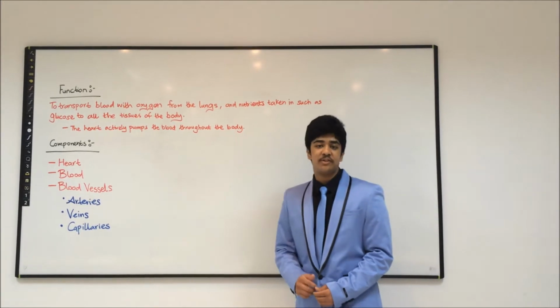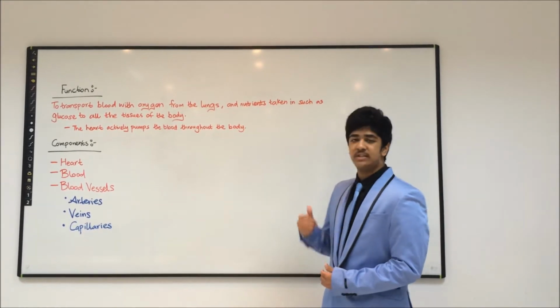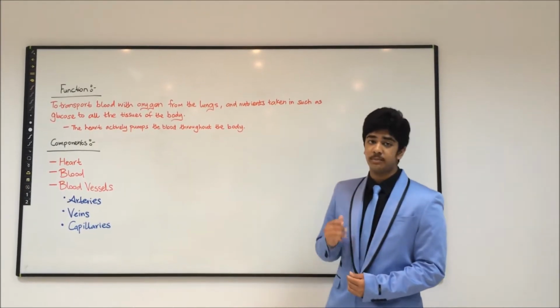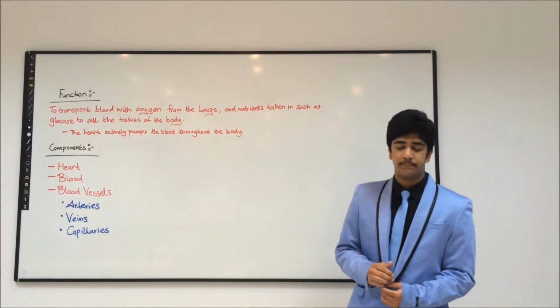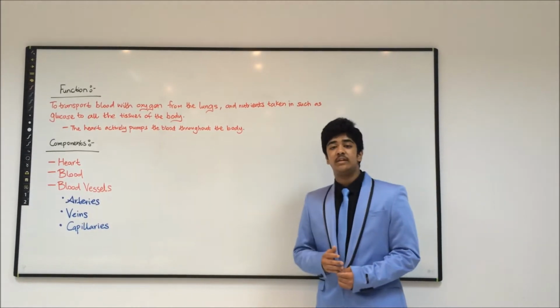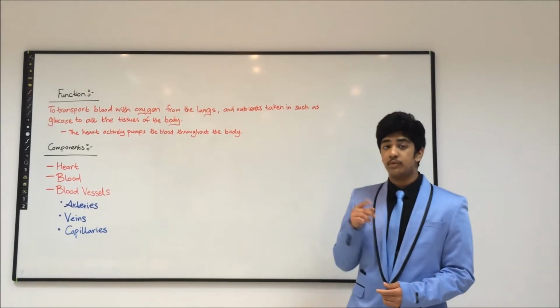Today we'll be discussing the circulatory system. So the main function of the system is to transport blood with oxygen from the lungs as well as nutrients taken in, such as glucose, to all of the tissues of the body. And this is effectively done by the heart, which actively pumps the blood throughout the body.